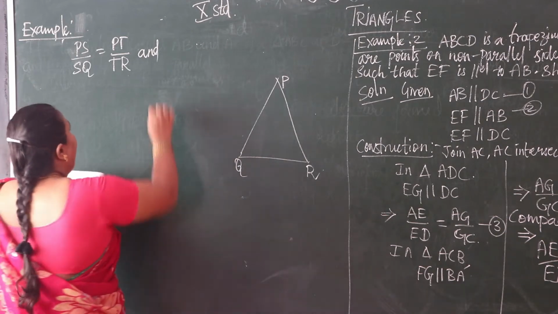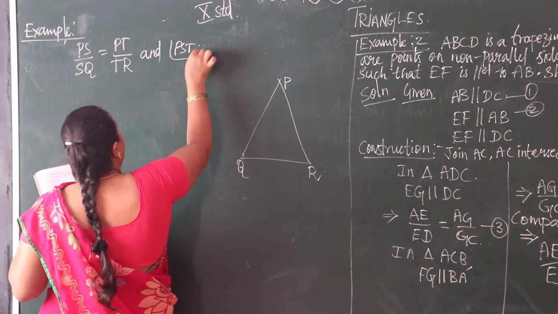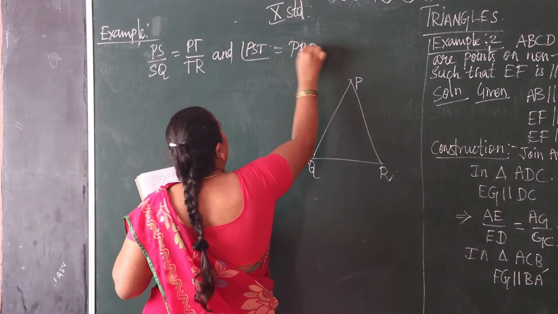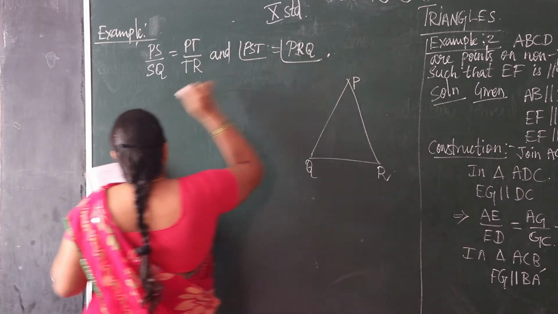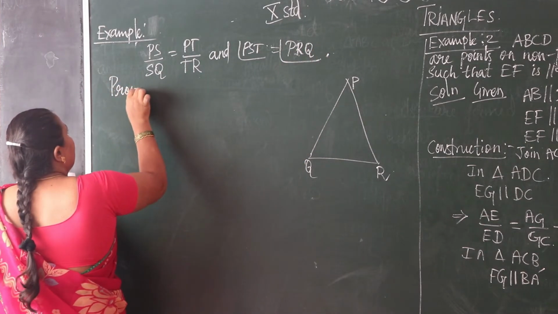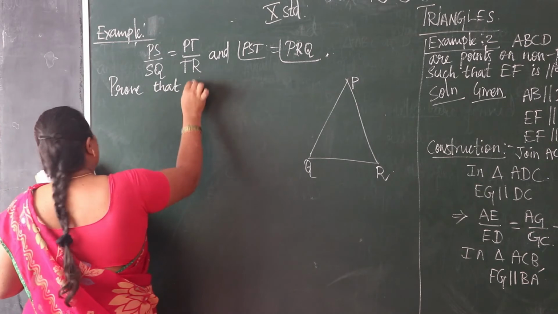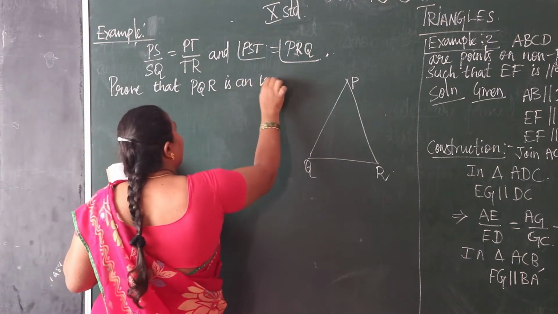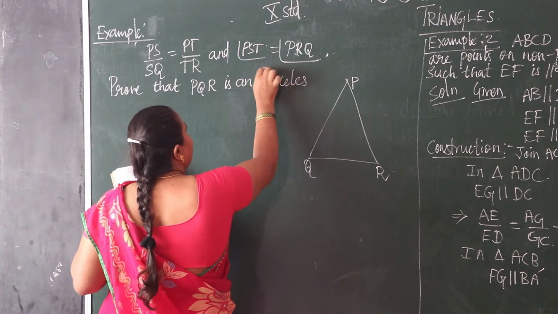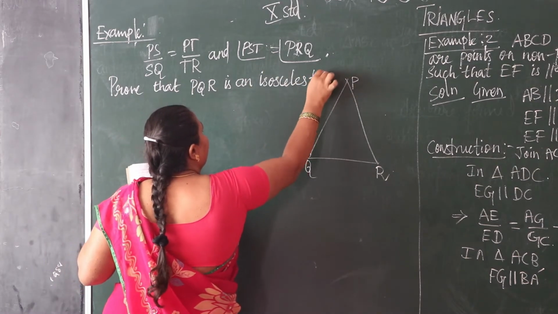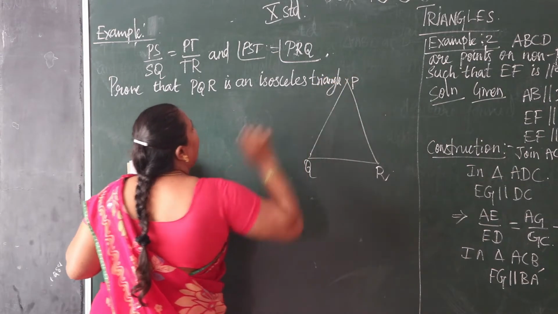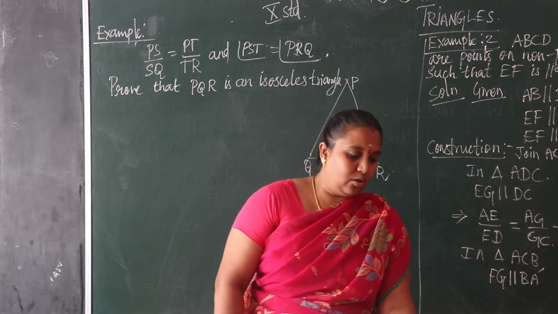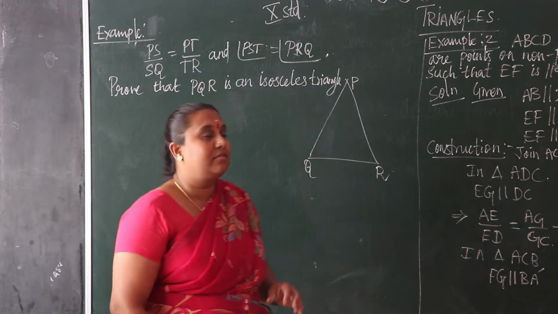And angle PST equals angle PRQ, it is also given. So prove that PQR is an isosceles triangle. This we saw in our class 9 only, based on the sides.